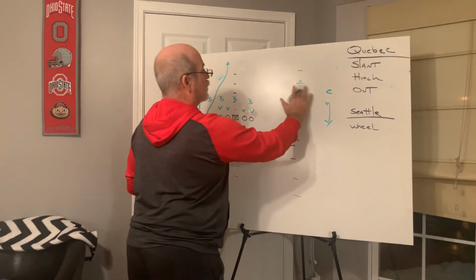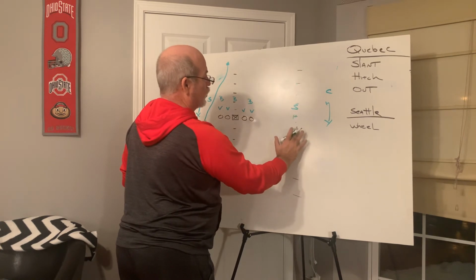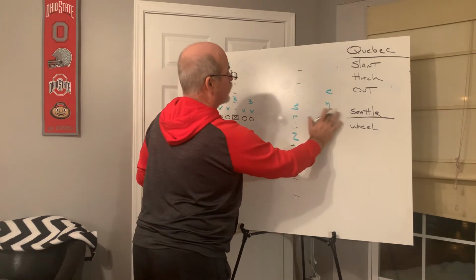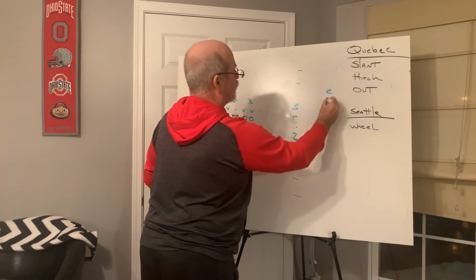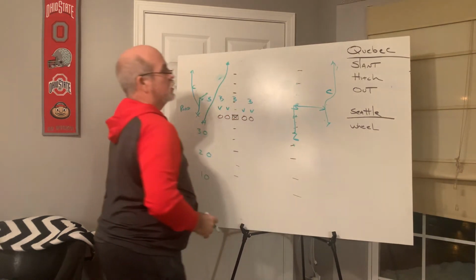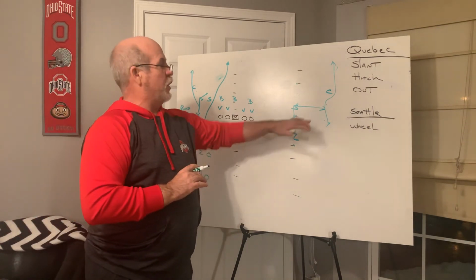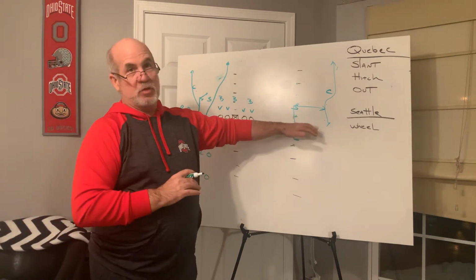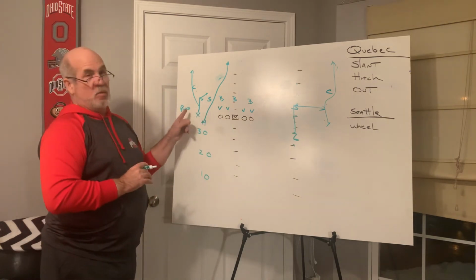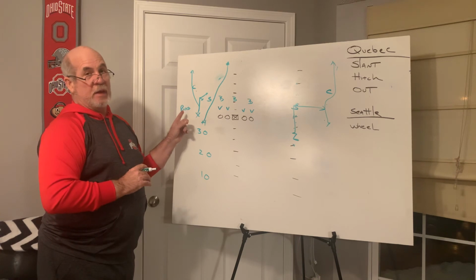And lastly, we can run the out concept over here. Go route, 5-yard out. Same combination of routes but now executed in 2x2 by these two receivers. Same read route by the X.